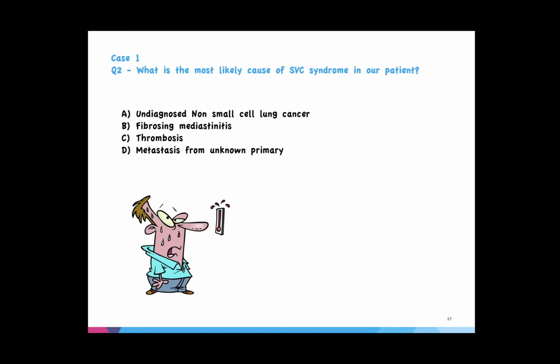Again, I'm gonna launch a poll. What do you guys think, given the history, presentation, the CAT scan? What are you thinking? Some more answers, guys. You have to go to SimLab, I know.